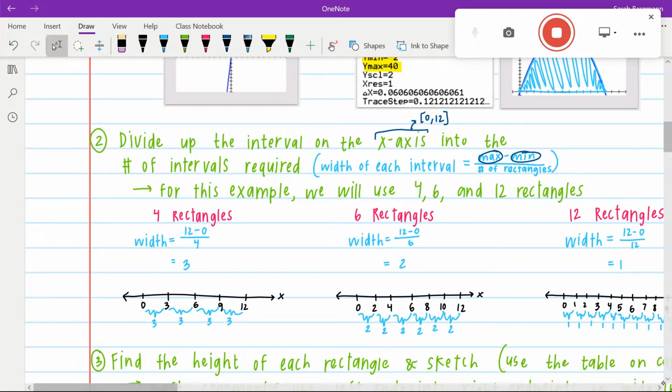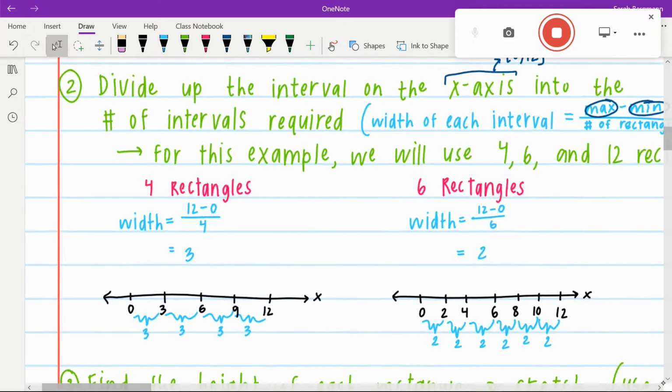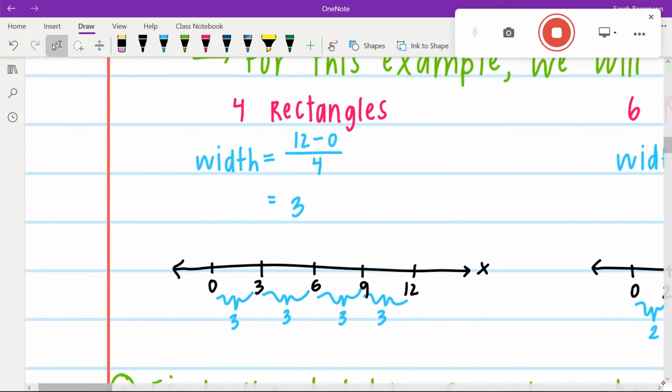For this example, we're going to do 3 different sizes of rectangles. We're going to use 4 rectangles, 6 rectangles, and then 12 rectangles. So let's go over this. If we want to use 4 rectangles, we need to figure out how wide is each rectangle going to be. So we know that we're looking at this interval from 0 to 12. So altogether, that would be 12 units. I found that by taking 12 minus 0.